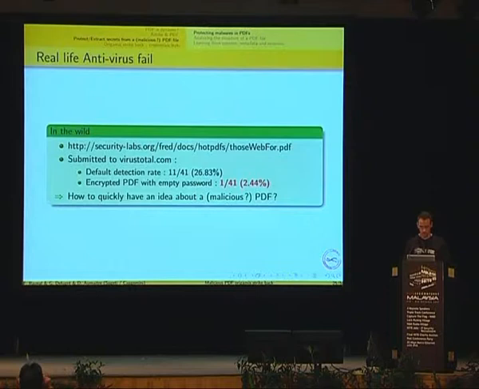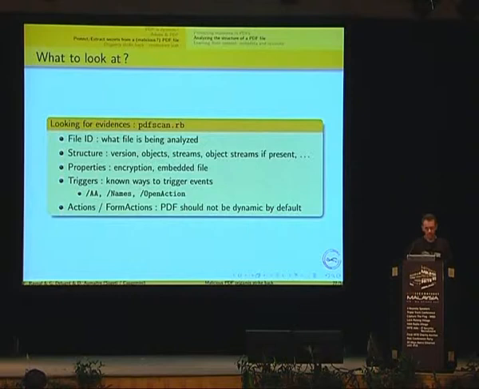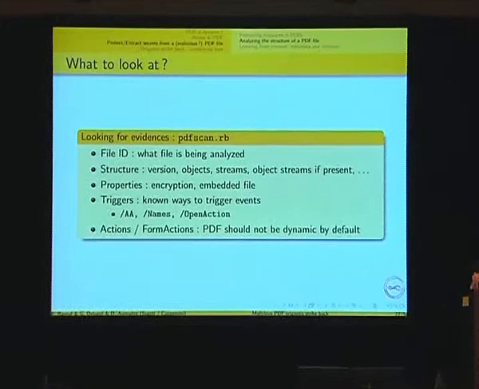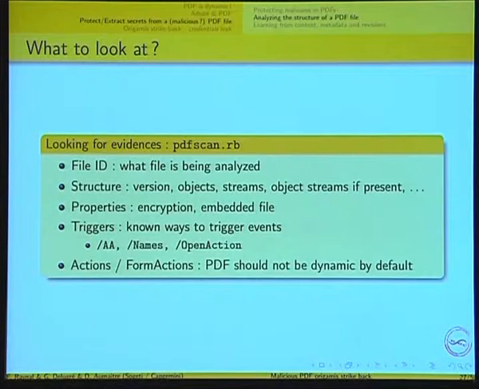Okay, let's do the nice guy now. I receive a PDF. I'd like to know what's happened in this one. Since I learned for 1 year to speak PDF and to write PDF, mainly there are five things to look at. The structure of the PDF itself, it means how many objects are inside, are they using object streams, are they using many things like that. Then we also look at the properties of the file. Is it encrypted? Does it contain attachments, for instance? We also look at the various ways to trigger events, so additional action or open action. And are there some actions available in this PDF? Because if there are actions, it means the PDF is dynamic, and as soon as it's dynamic, there is probably an issue.